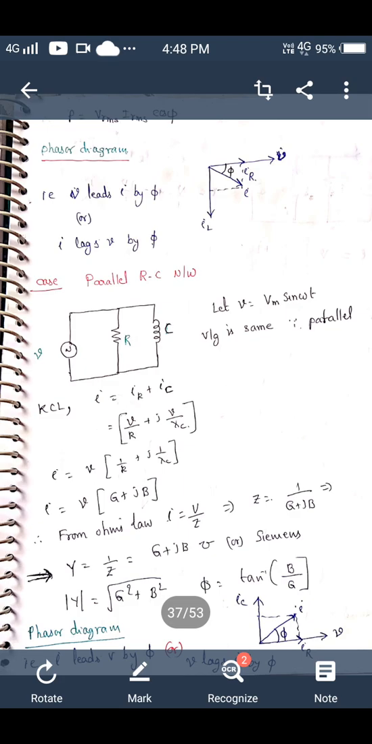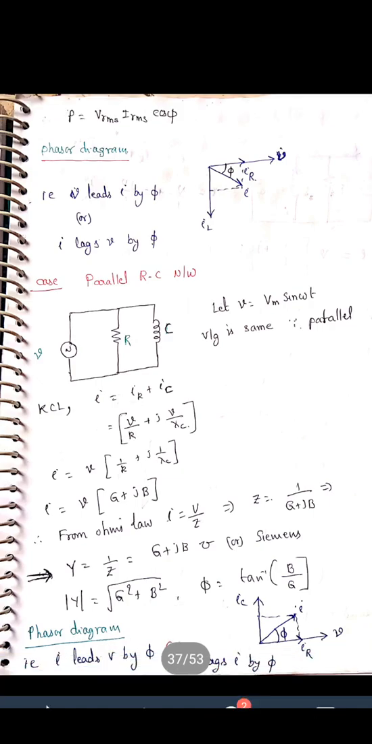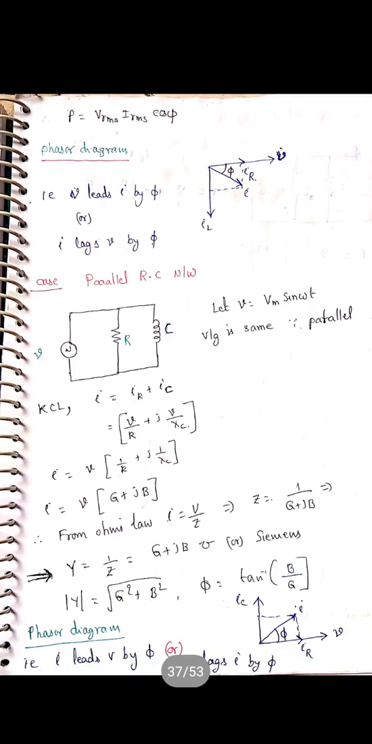So here impedance Z is equal to 1 by G plus JB. Now admittance is equal to 1 by Z, which is equal to G plus JBC. Y is equal to root of G square plus BC square, and phase angle phi is equal to tan inverse of BC by G. Now to know the nature of the network, we draw the vector diagram.